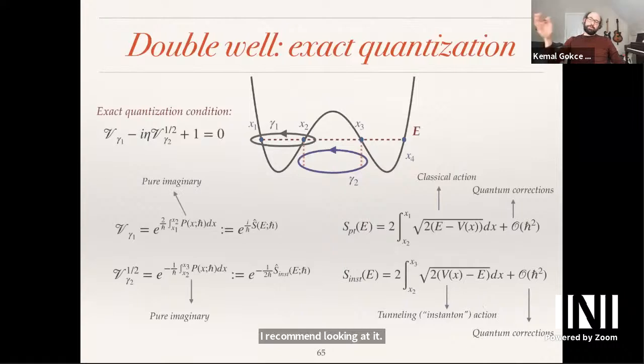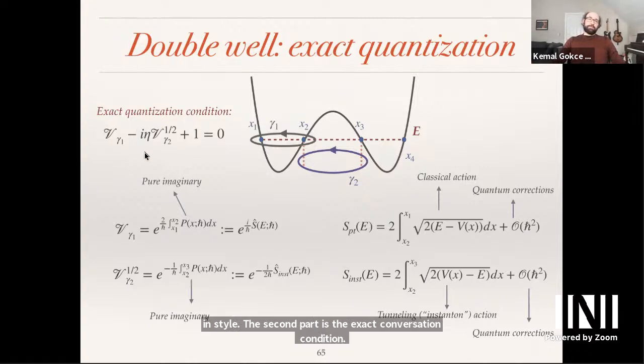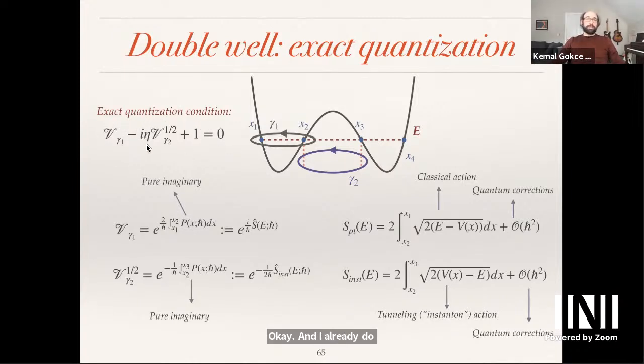Okay. Now this was the first part of my WKB problem, to work out the Stokes automorphisms. Now the second part is the exact quantization condition. Okay, and I already derived it. It's this one here. But now let's compare these. Have a closer look at these terms. Okay. So V of gamma 1 is the cycle associated with the classically allowed region here. And in my choice of normalization, it's pure imaginary because again, you see my Q is V minus E, okay?